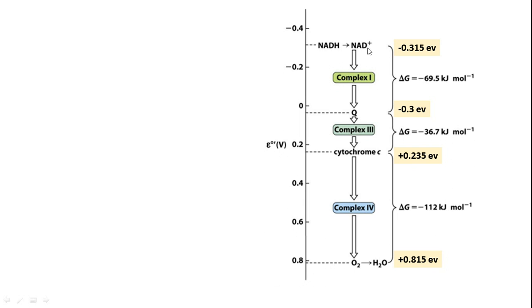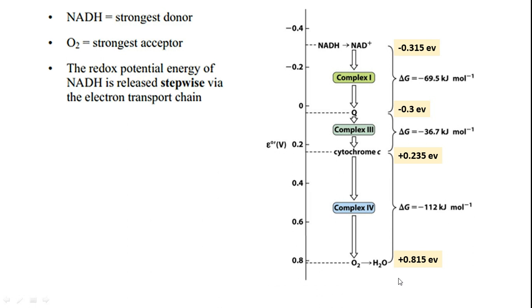That's the reason why, in the electron transport chain, I am showing you only the important molecules over here. If you see the entire list, you will find there is a gradual increase in the reduction potential. So that's why electrons that originate in the first step in complex 1 flow in one direction and ultimately end up reducing oxygen. So NADH is the strongest donor of electrons, and oxygen is the strongest acceptor of electrons. The reduction potential energy of NADH is released in a stepwise manner via the electron transport chain.